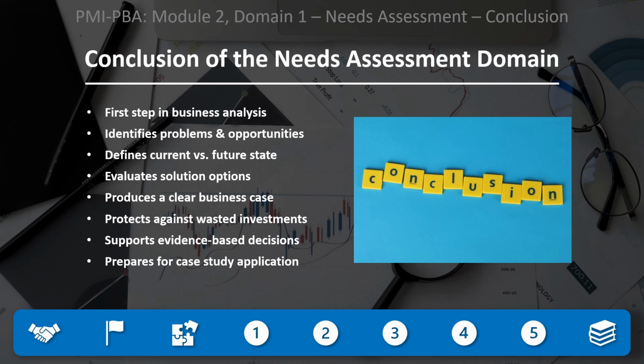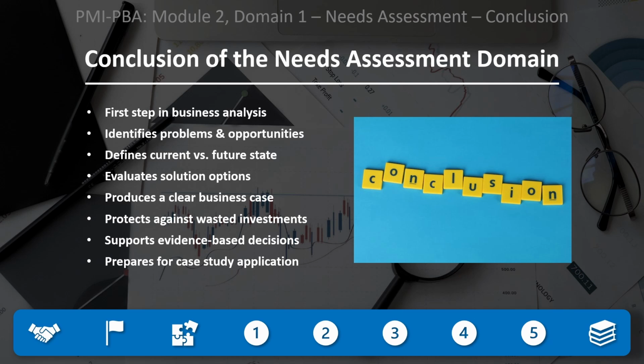In this module, we explored the needs assessment domain, the essential first step in business analysis. We saw how it provides the foundation for all subsequent work by identifying problems or opportunities, assessing the current state, defining the desired future state, and carefully evaluating solution options. The final output, the business case, integrates these findings into a clear justification for change, ensuring that initiatives are not based on assumptions but on real business needs and value.